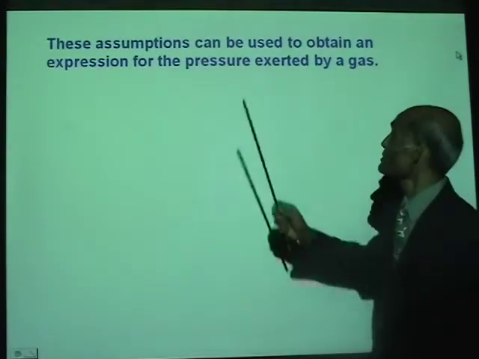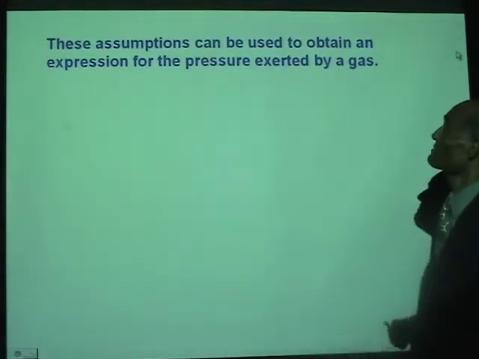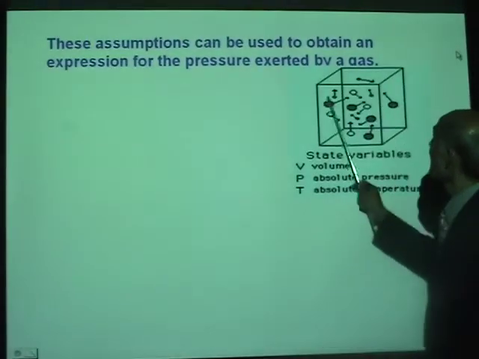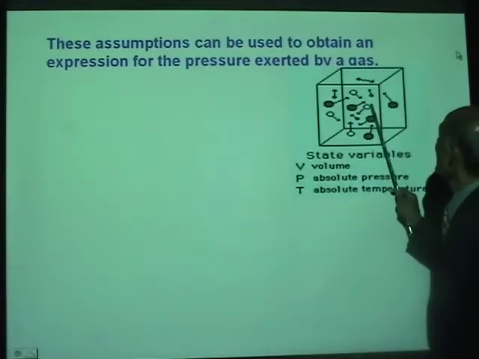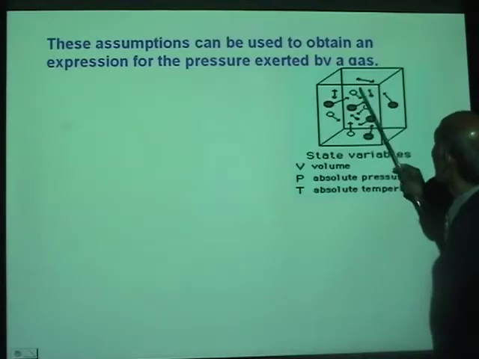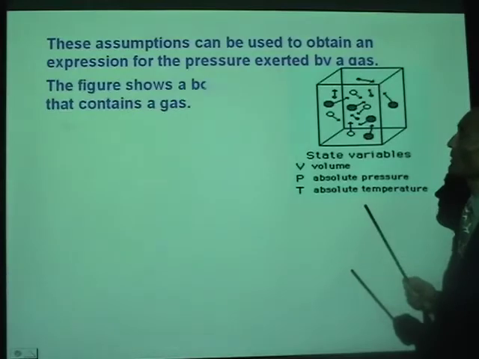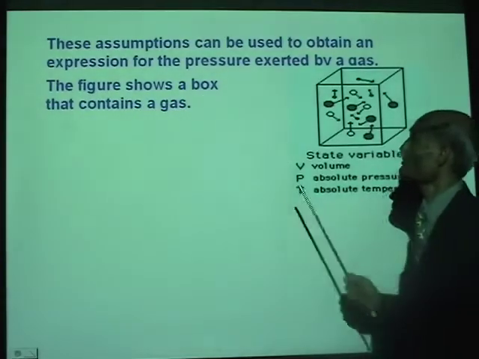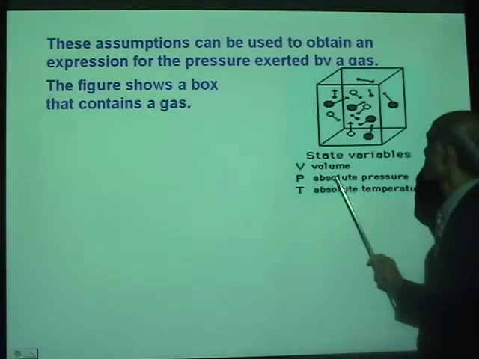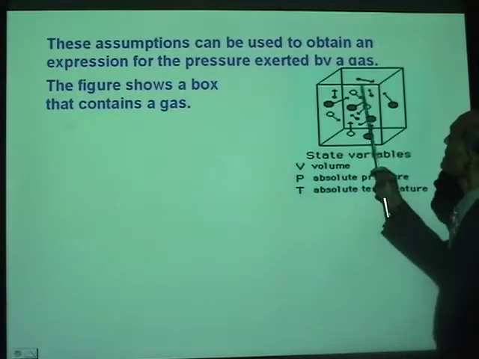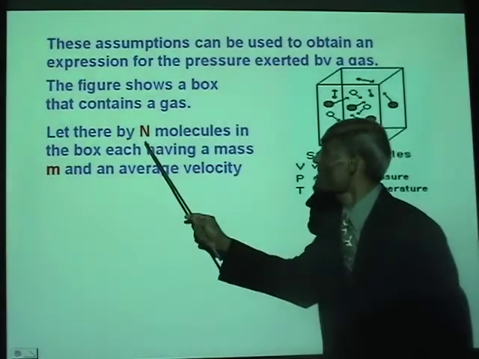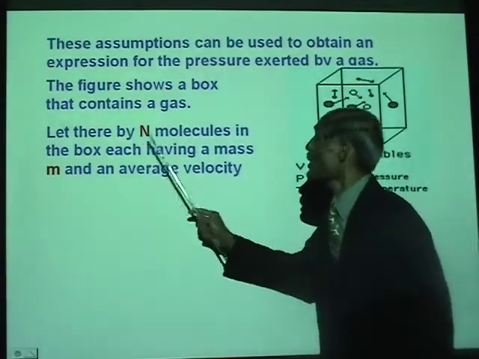Now, these assumptions can be used to obtain an expression for the pressure exerted by a gas. Here I have a small container and there are molecules that have their velocities in all directions. The figure shows a box that contains a gas. It is in a state of pressure P, temperature T, and the volume is V. Let there be N molecules in the box.